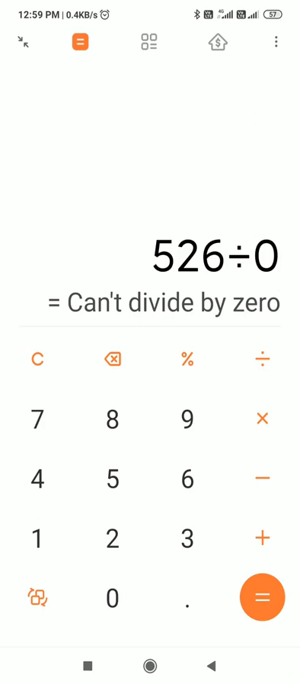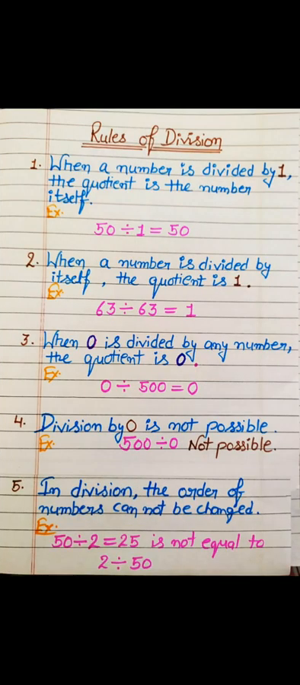Now next, in division the order of numbers cannot be changed. In multiplication we can change the order, as 7 times 5 is 35 and 5 times 7 is 35, but in division we can't change it. In the example, if we divide 50 by 2, we get 25, but if we divide 2 by 50, we get a fraction or decimal number that is not equal.